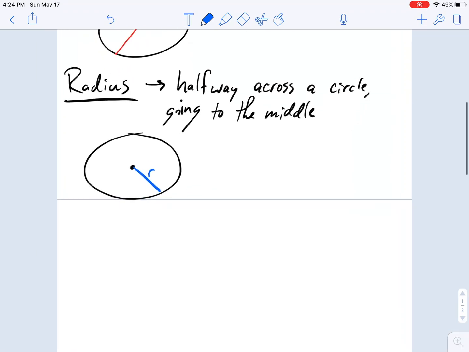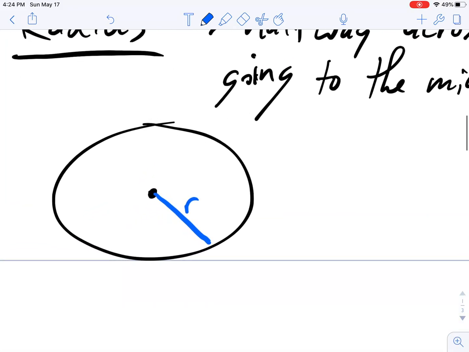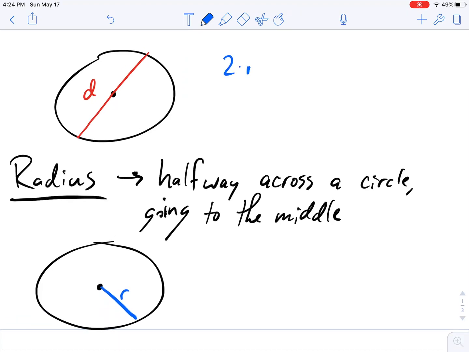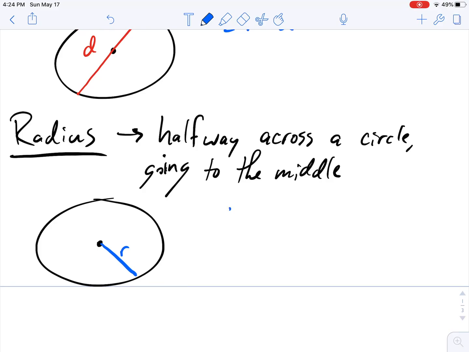Now you might notice if you have two radiuses, two radii, it is the same as one diameter, all the way across. So what that means is to get a diameter, you do 2 times the radius. Or to get the radius, you do the diameter divided by 2, because 2 of the radius equals the diameter. Okay? Very, very important.